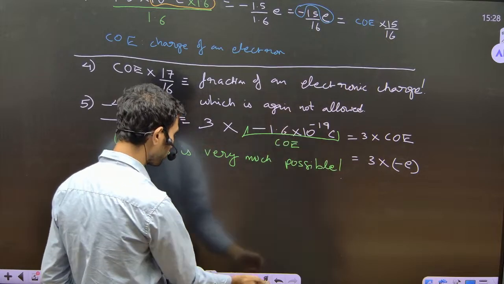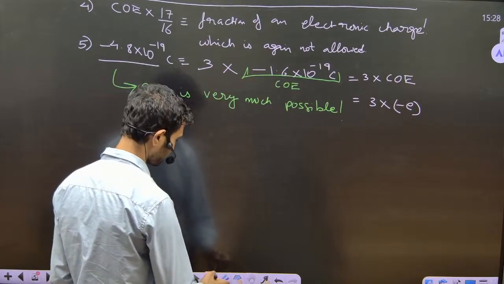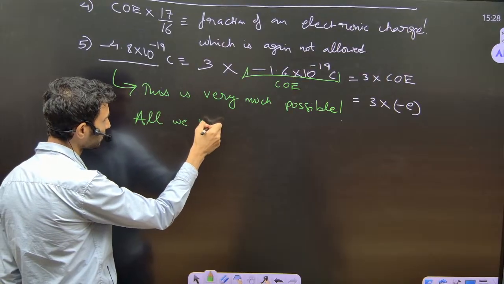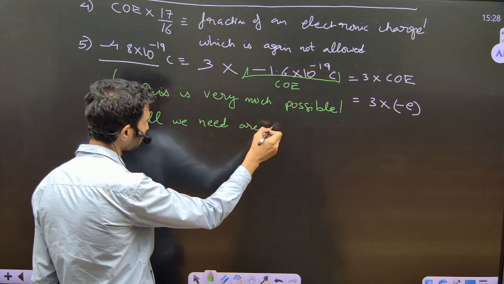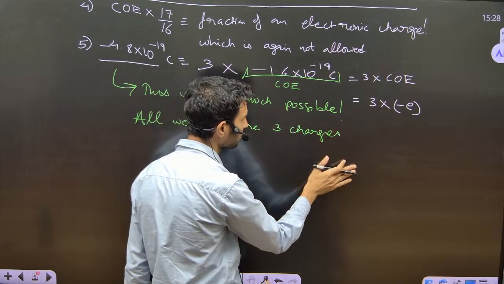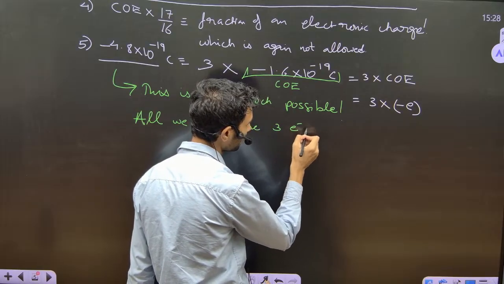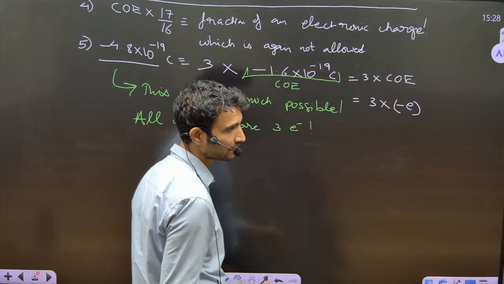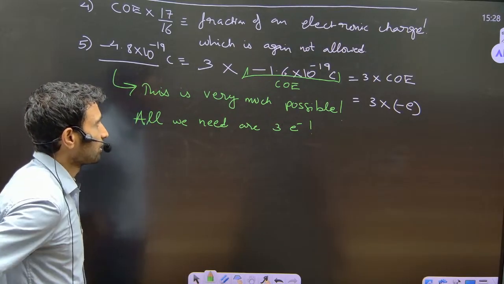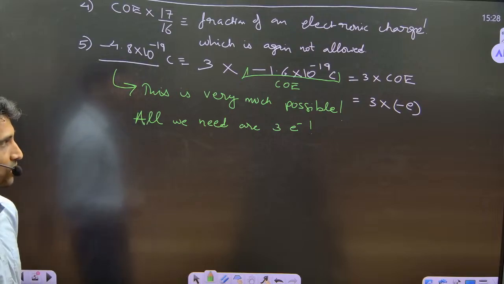Right? And what do we need, kids, for this to be a possibility? All we need are three charges. Which charges to be precise? 3 electrons. That's it. And we can very well get 3 electrons, right? No big deal. So that way you decide which charges are possible and which charges are not possible.